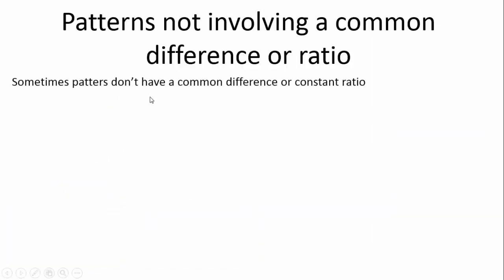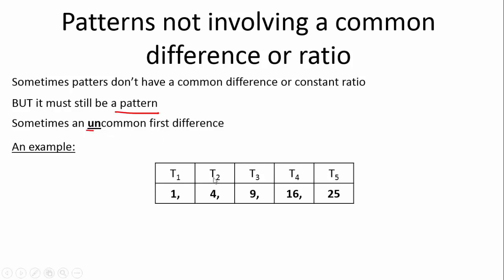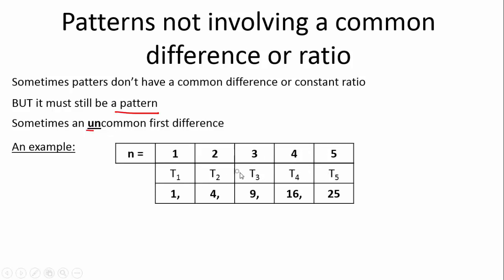Right, so sometimes they don't have a constant difference or constant ratio, but it's still a pattern, like I just said. Sometimes there's an uncommon first difference. What do I mean by that? Let's look at an example. I have 1, 4, 9, 16, 25, right? Term 1, Term 2, Term 3, Term 4, Term 5. This is n is 1, n is 2, n is 3, n is 4, n is 5.